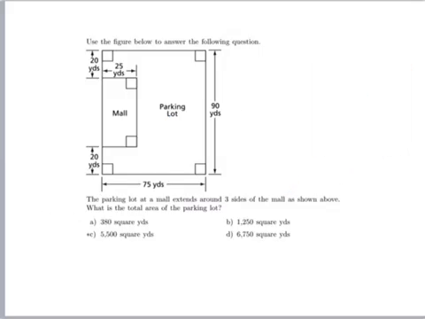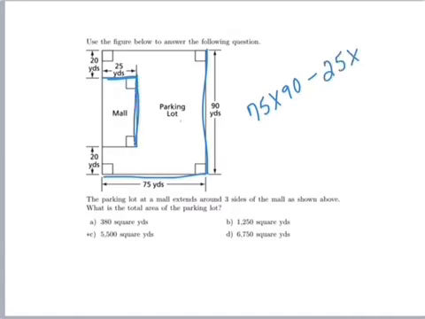In this problem, we're trying to figure out what is the total area of the parking lot. So that's this area out in here. So again, it's similar to the one we just did. I'm going to treat this as a big rectangle minus the smaller rectangle. The big rectangle is 75 by 90. So I'm going to take 75 times 90. Then I'm going to subtract out this little rectangle, which we know is 25 by, and then we're going to have to figure this out. But we can do that by taking 90 minus 20 and 20. So that makes that 50.